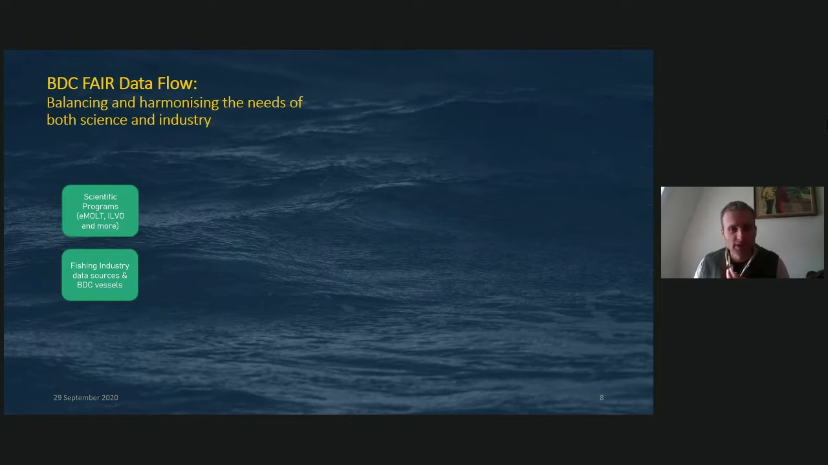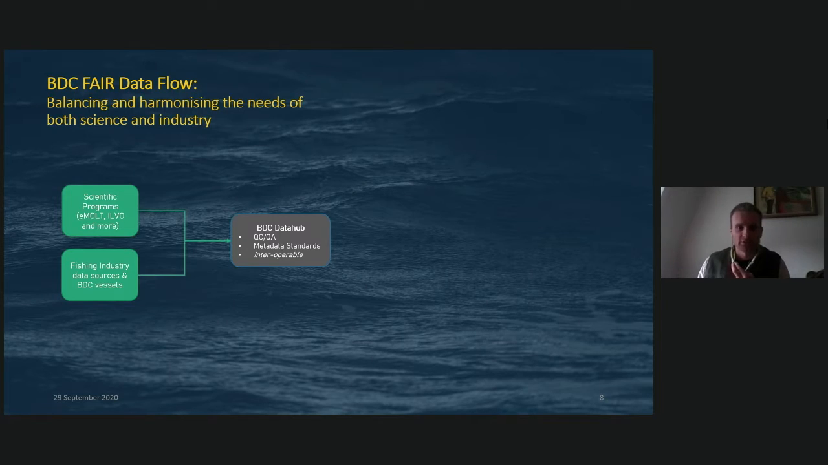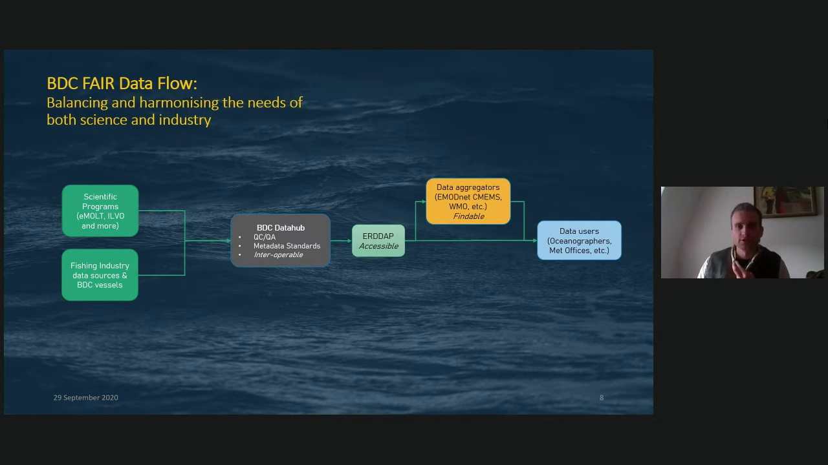And so what we're doing at BDC, in addition to outfitting data collection on boats, is working on a centralized data flow built around the FAIR data standard. So findable, accessible, interoperable, and reusable. And so what we're doing is aggregating not just our own vessels, but other programs, more on that on the next slide, and pulling them into our centralized data hub with quality control and metadata standards, so making this data interoperable for the many different users. And then we distribute it either directly to data users via ERDDAP or indirectly using data hubs such as EMODnet Physics or Copernicus Marine, anything like that.